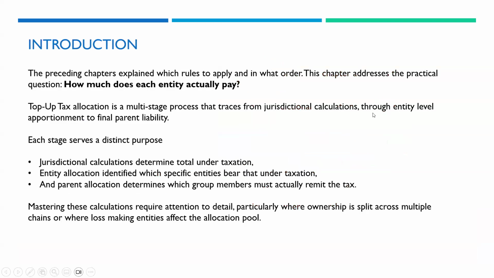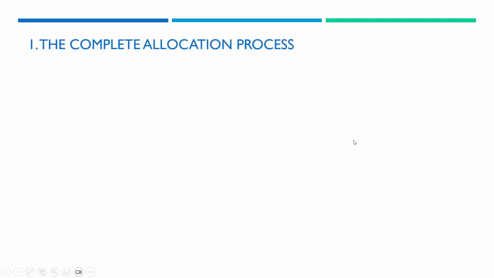So basically, the hierarchy is first QDMTT, then IIR, and then UTPR. If we see the hierarchy, the taxes would be calculated first through jurisdictional calculations, and then there is entity allocation, and then parent allocation. Correct. So this is the hierarchy in which it goes. Let's understand this multi-stage process in a little more detail with examples, so that we check all the boxes when it comes to understanding the complete allocation process.